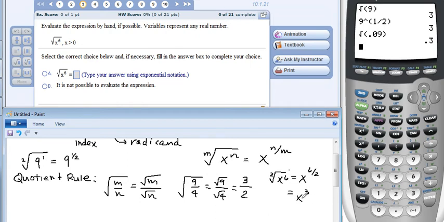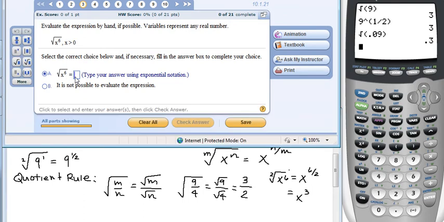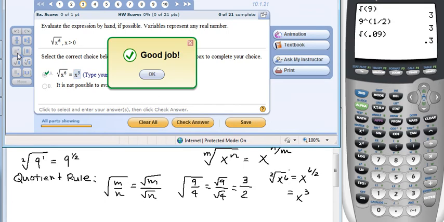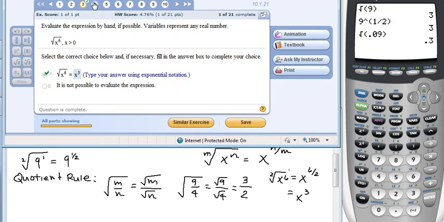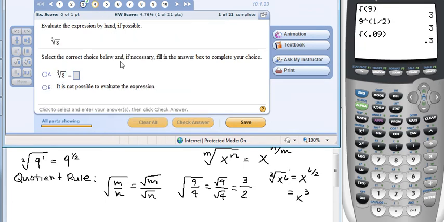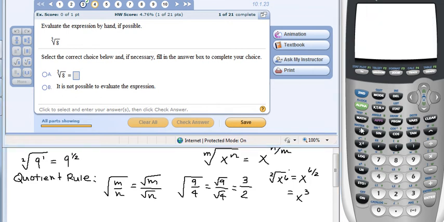So this is the same thing as x cubed. Okay, so that's what we would put in here. So remember, you're going to put your base down first, and then you're going to use your power key with the 3. Okay. Same thing here. I can do it by hand, but I'm going to use the calculator.